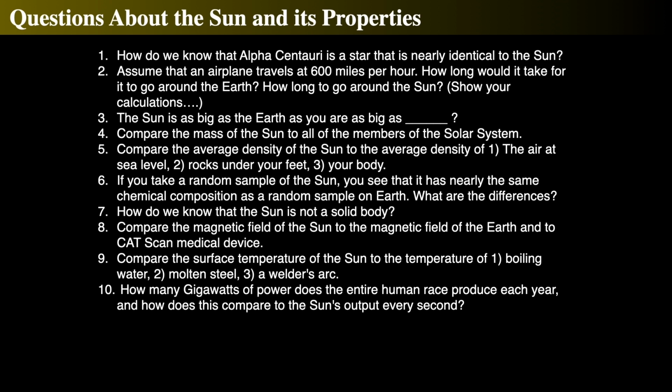All right, if you take a random sample of the sun, you find that it actually has the same chemical composition as a random sample on the Earth. But what are some of the differences? And how do we know that the sun's not a solid body? Compare the magnetic field of the sun to the magnetic field of the Earth and to a medical CAT scan device. That's interesting. Compare the surface temperature of the sun to boiling water, molten steel, and a welder's arc.